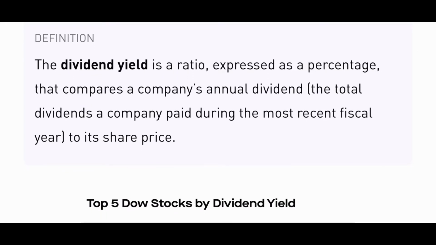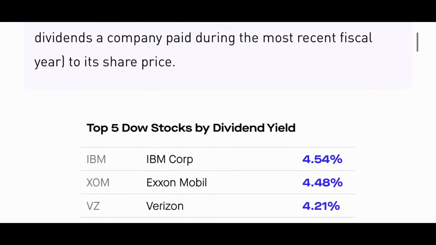The definition of a dividend yield is the ratio, expressed as a percentage, that compares a company's annual dividend, the total dividend a company pays during the most recent fiscal year, to its shareholders.